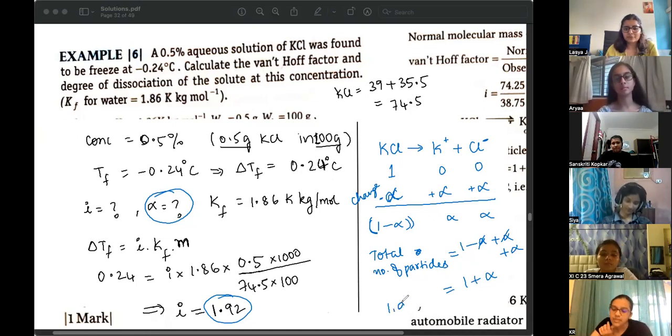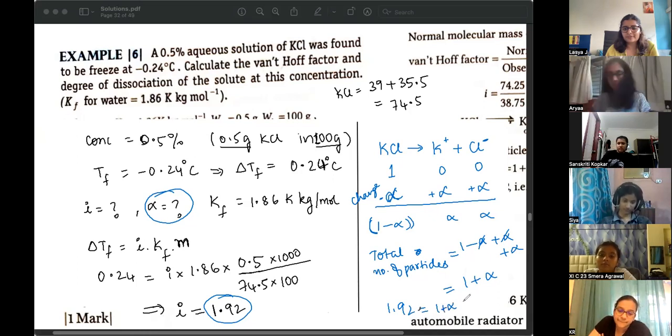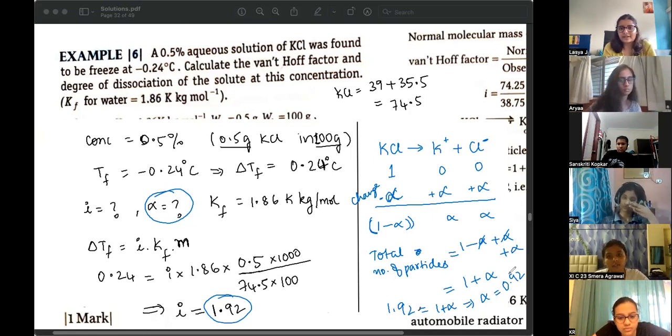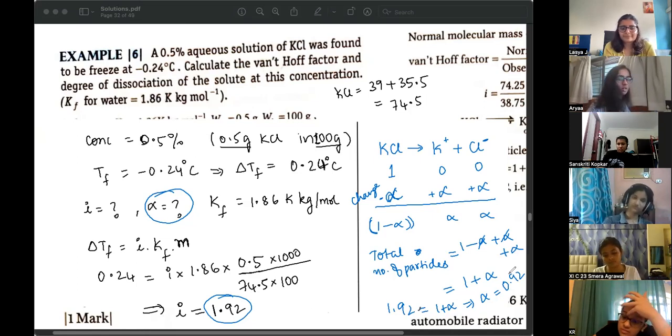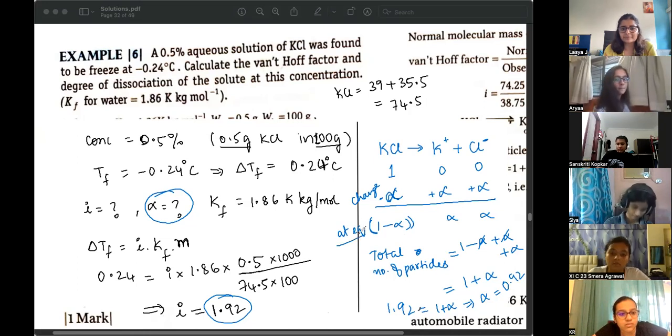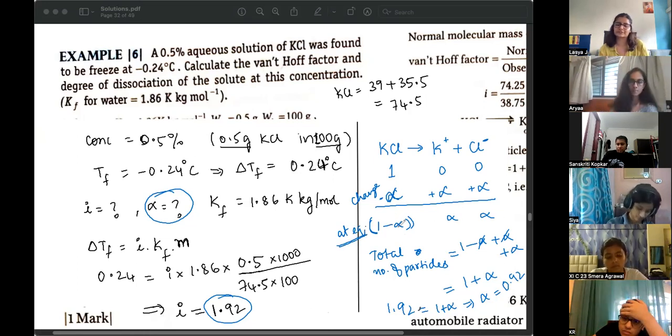So basically, 1.92 is equal to 1 plus alpha, which means degree of dissociation is 0.92. That's 92%. Ma'am, we can also take it from the formula you gave, right? I minus 1 upon n minus 1. Oh yeah, you can. Well, n will be 2 because 2 is the ideal thing, and I is what we got. Okay, so 1 minus alpha part, that third line, that is at equilibrium. Or at equilibrium. Like finally, what is there in the solution? This much would be there.